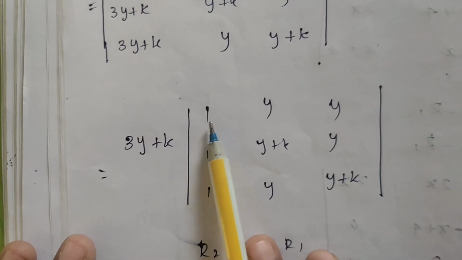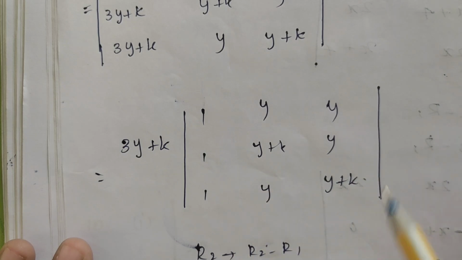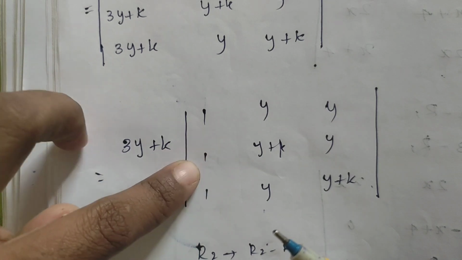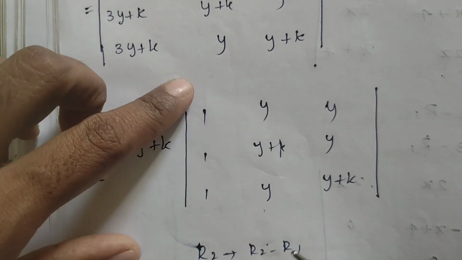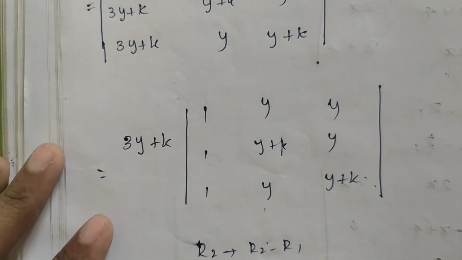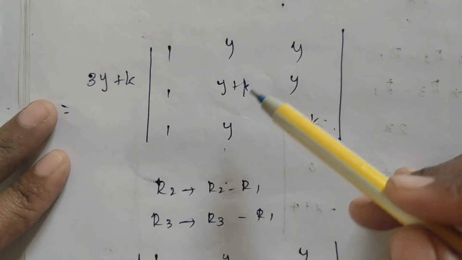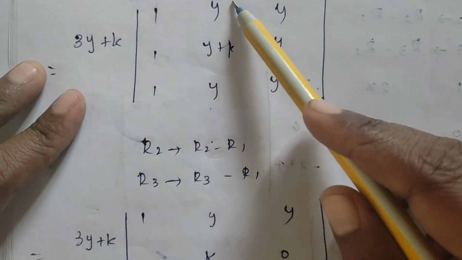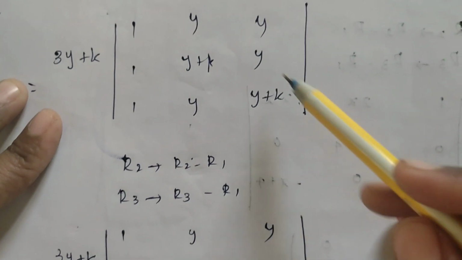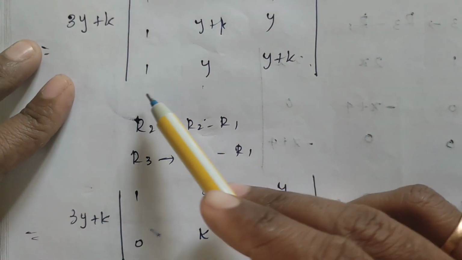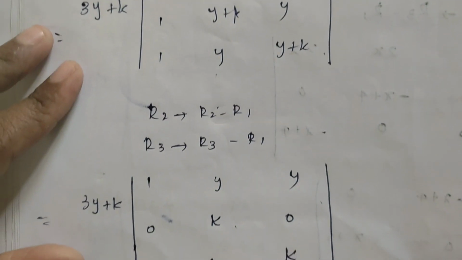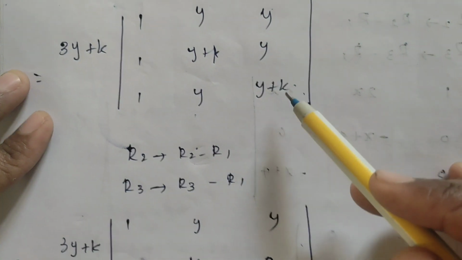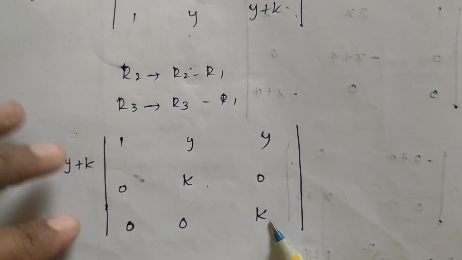Determinant: 1, y, y; 1, y plus k, y; 1, y, y plus k. The next step is what? We have to make these two elements 0. So R2 tends to R2 minus R1, R3 tends to R3 minus R1. This has been done in the next step. R2 minus R1: 1 minus 1 is 0. Y plus k minus y: y will get cancelled, k remains. Y minus y is 0. Next R3 minus R1: 1 minus 1 is 0, y minus y is 0. Y plus k minus y: y will get cancelled, k remains as it is.